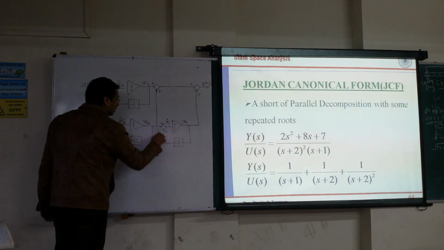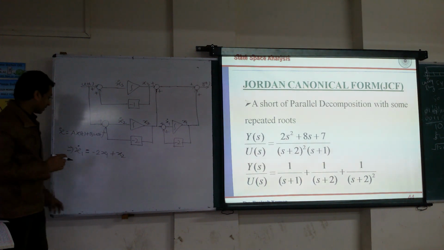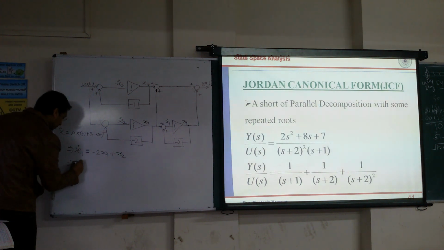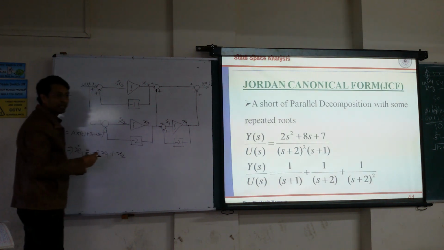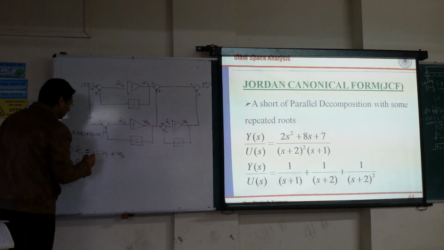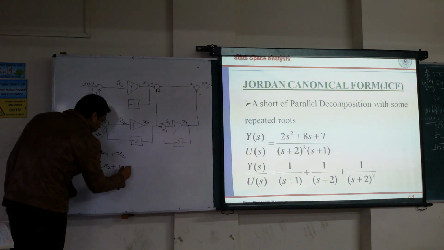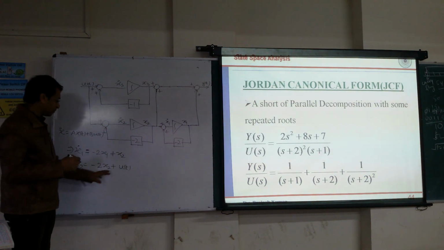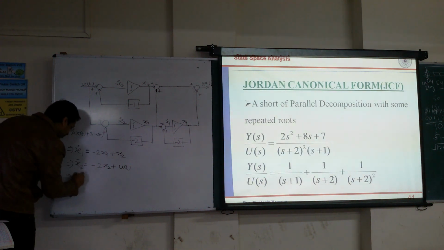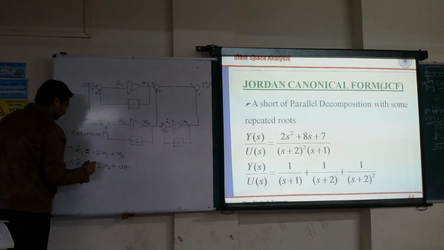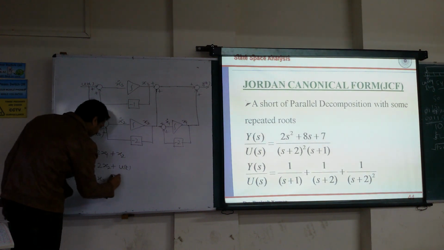Minus 2 x1 multiplied by this x2 will be equal to x1 dot. What about x2 dot? x2 dot will be equal to minus 2 x2 plus ut, because the input is associated here with x2. It is very simple because it is similar to the diagonal canonical form. What about x3 dot? Similarly, x3 dot will be minus 1 x3 plus ut.